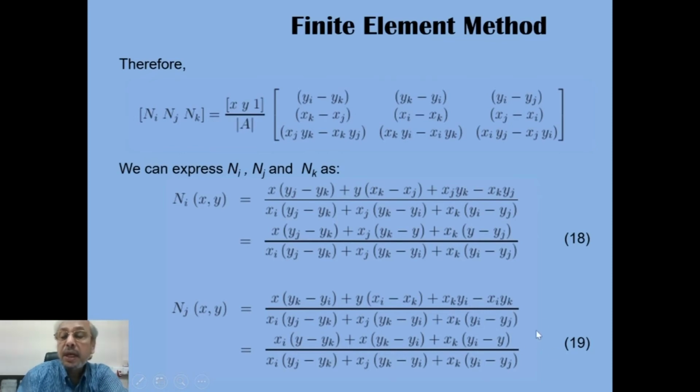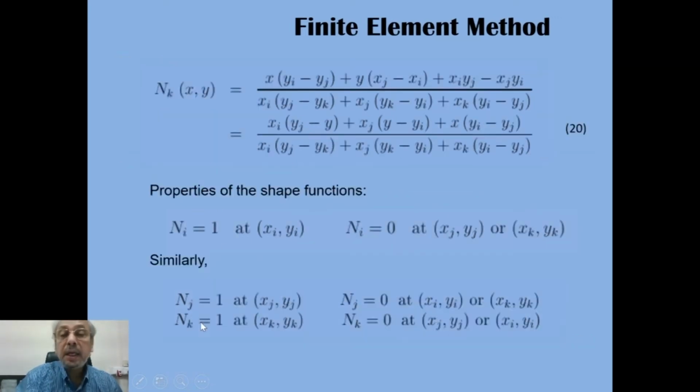So equation 19: basically these three terms Ni, Nj, Nk we can find from this relationship, [x y 1] multiplied by this matrix divided by the determinant. Individual terms of Ni, Nj and Nk we have found.